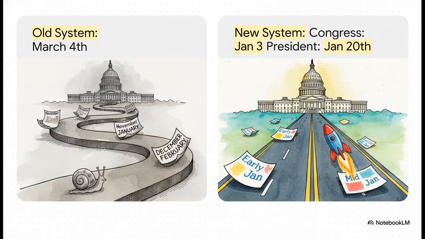And the fix itself? It was actually super clean and simple. The amendment just moved everything up. The new Congress would now start on January 3rd, and the president would take the oath of office on January 20th. Boom! Just like that, the risky lame duck period was cut way, way down.